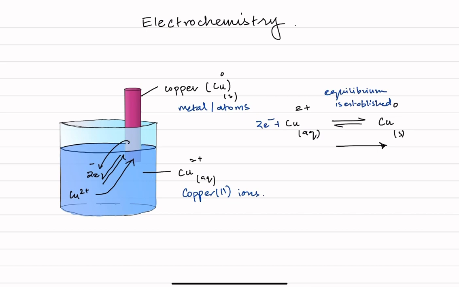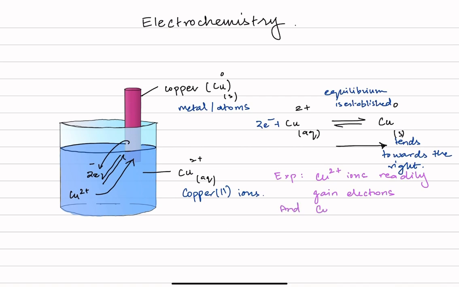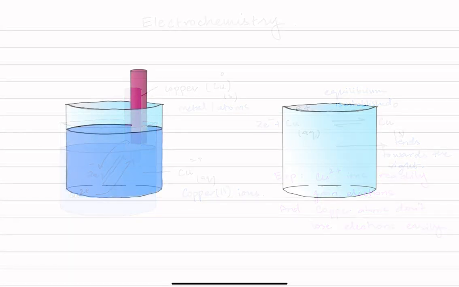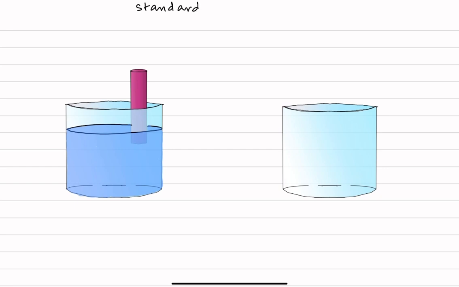Because when the equilibrium is established, it tends towards the right. Why does it tend towards the right? Why does it try to produce more copper and less copper ions? The reason is that copper ions gain electrons readily, while copper atoms do not lose electrons. Copper is pretty stable as a metal, so copper 2 ions readily gain electrons. And copper atoms do not lose electrons. As a result, you will have a higher amount of copper and a lesser amount of ions.